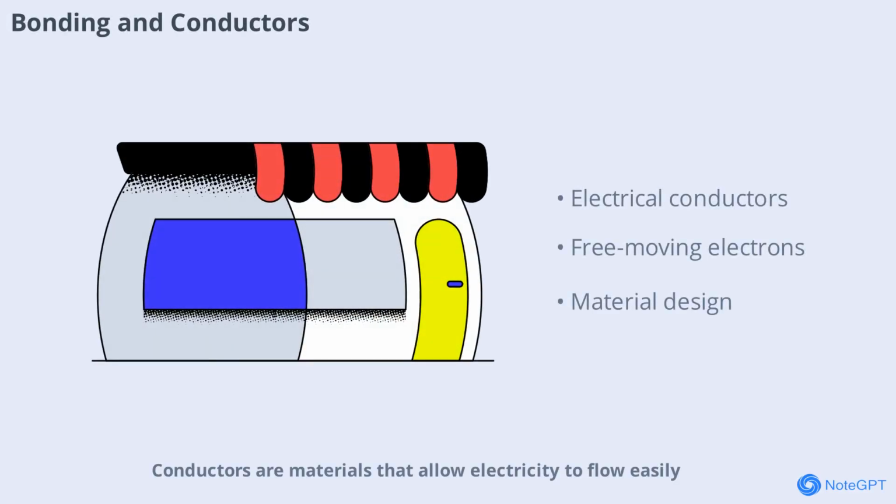Conductors are materials that allow electricity to flow easily, thanks to their bonding. Metals are excellent conductors because their electrons are free to move throughout the structure. This property is essential for electrical wiring, electronics, and many other applications. The study of bonding in conductors helps us design better materials for technology and industry.